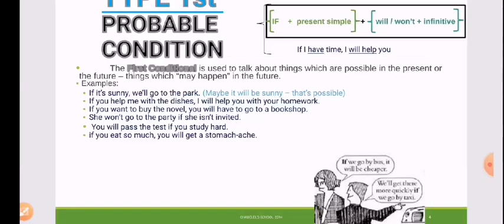Again, the if clause, you have help present simple. Will help is in the future in the main clause. Now, practically, this is the first type, type 1, we call it. You can, of course, again, continue reading the examples.